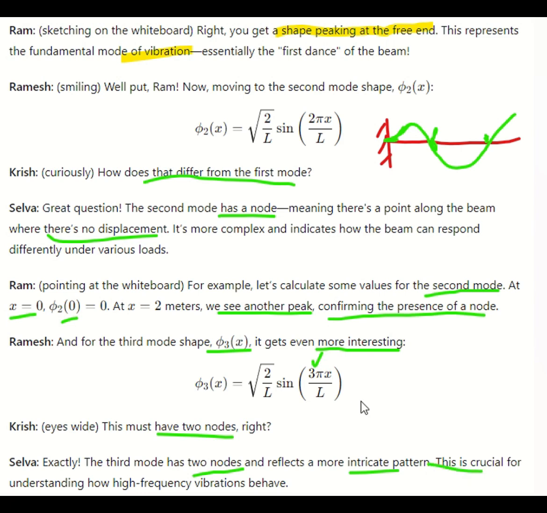This is crucial for understanding how high frequency vibrations behave. Second mode: square root of 2 by L sine 2 pi x by L. Third mode: square root of 2 by L sine 3 pi x by L.